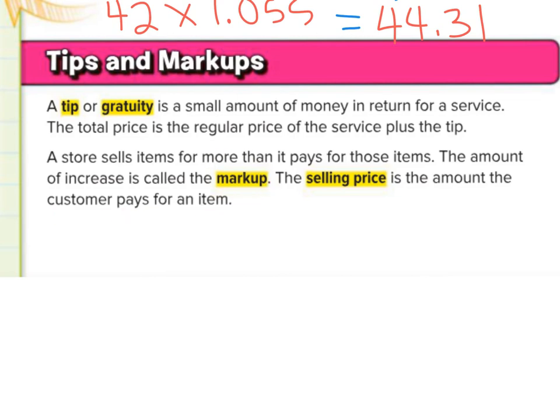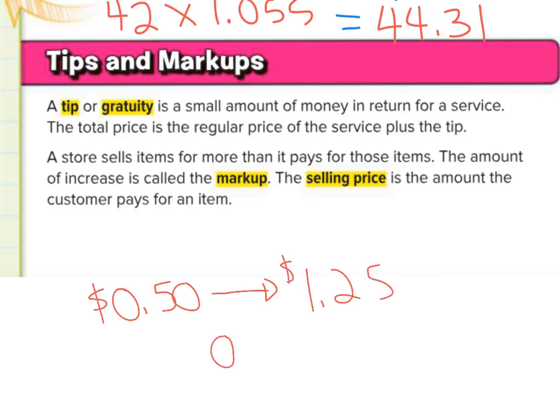So the markup. Let's just say you buy from the apple orchard, you buy each apple at 50 cents. We'll write it like that, 50 cents. And you sell them for $1.25. What's your markup? Well, your markup is 75 cents. So you're making 75 cents on each apple that you pay 50 cents for. You pay 50 cents for the apple, you sell for $1.25, you're making 75 cents profit. That is called your markup.